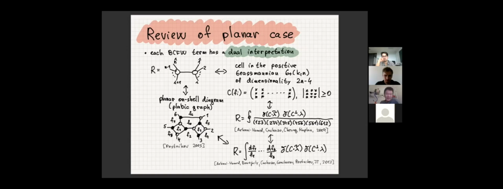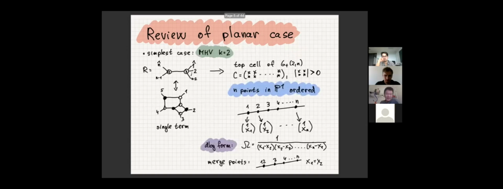Our main goal here would be to understand the positive geometry behind it. In this planar case, the simplest case is k equals 2, MHV amplitudes, when at each order in n there is only a single BCFW term corresponding to a single on-shell diagram, and on the other side it corresponds to a top cell of G+(2,n). Of course, there is only one.